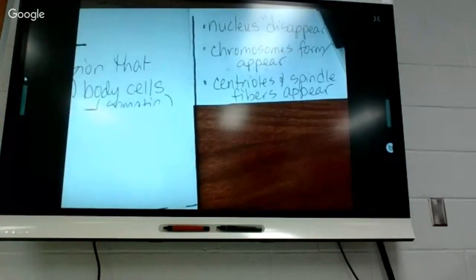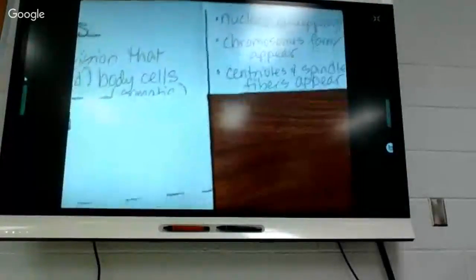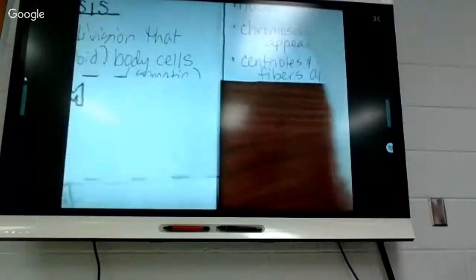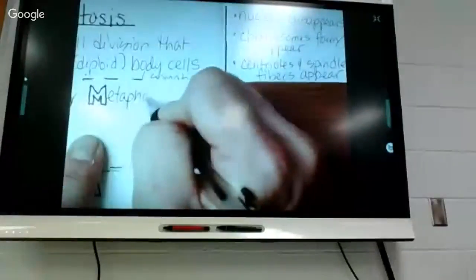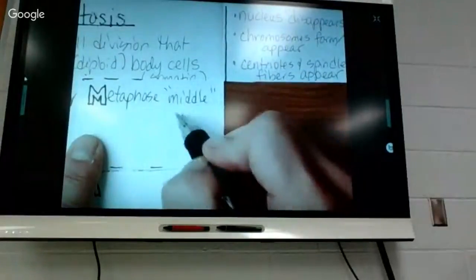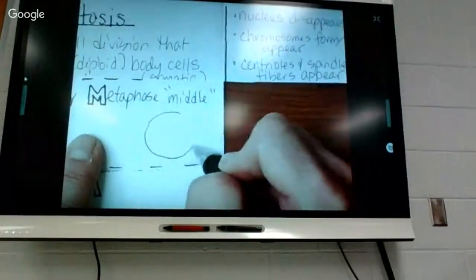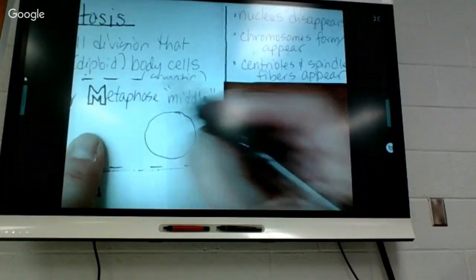Okay? All right, so M means middle: metaphase, middle. So I'm going to make it a little bit smaller. All right, so metaphase, middle. The size and shape of the cell should be the same. The nucleus is gone. So there's no nucleus. We've gotten it out of the way. But the equipment's still in place.